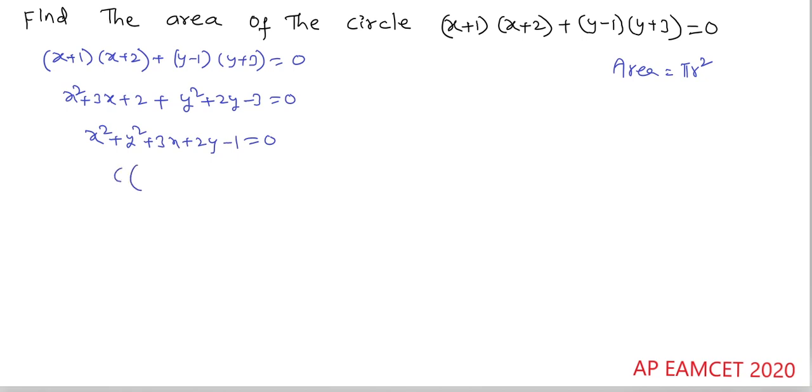Center of this circle is obtained by dividing the x coefficient by minus 2 and the y coefficient by minus 2. That is -3 by 2, and 2 by -2.